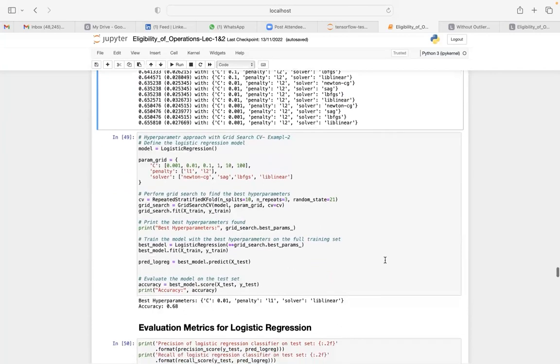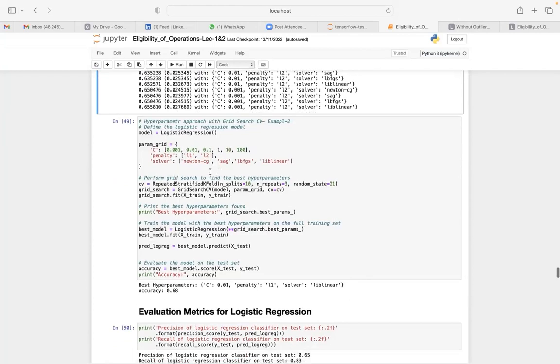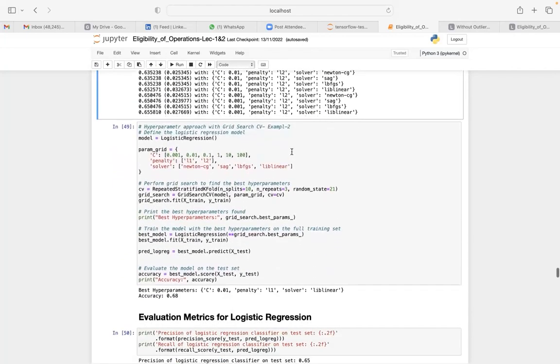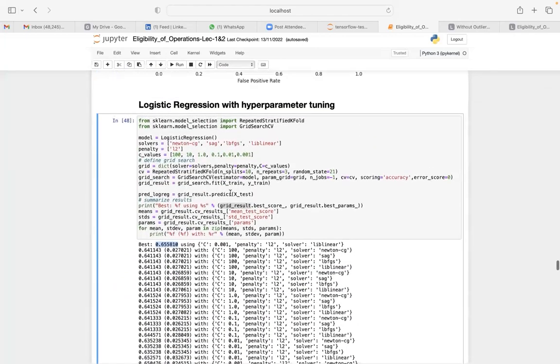So again, when we saw this without outliers, same thing. I'm just giving the option of regularization L1 and L2 and giving the same solver. It is just improving. Now it is improving by almost 2.5%, which is a good jump. Okay, so this is the example 2, and this is the first example. Okay.